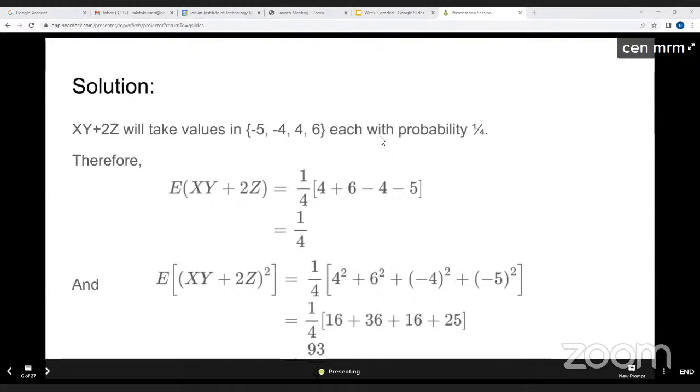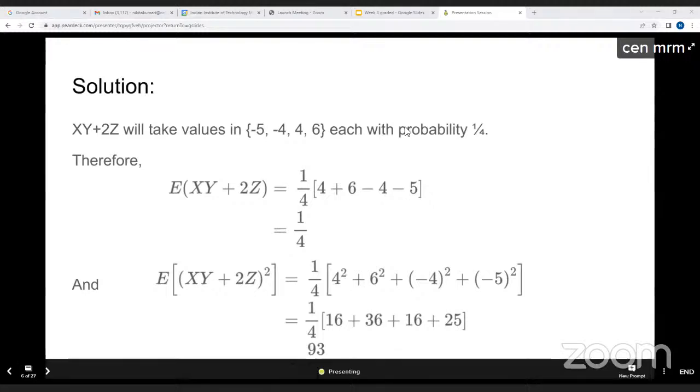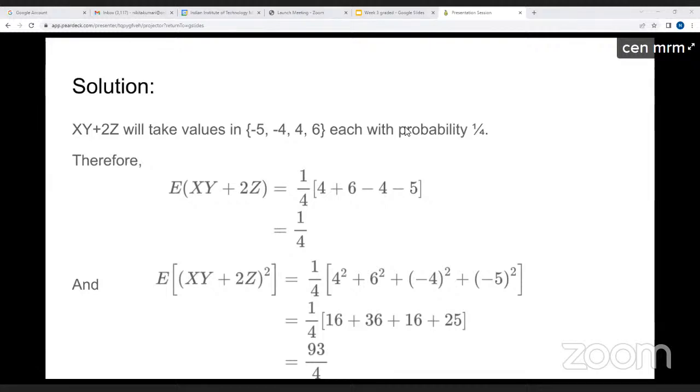Is there any problem until here? No, ma'am. What you were saying is that we are treating xy plus 2z as a variable here, right? Yes, xy plus 2z is a random variable because it's a function of random variables. So it's the same thing that we have done previously. We had a random variable x times y, and we found the variance of x times y. Similarly, here we have to find the variance of xy plus 2z. So we are finding its expectation, the expectation of its square, and the square of its expectation, and then we find the variance.